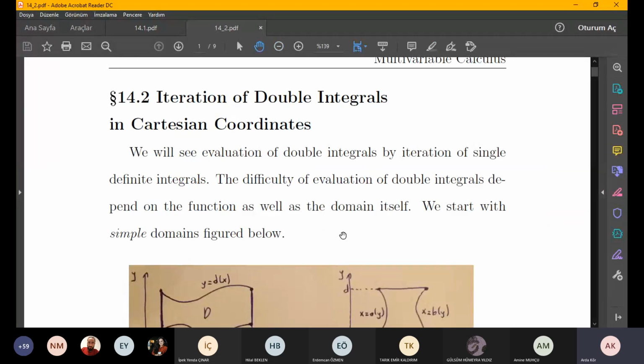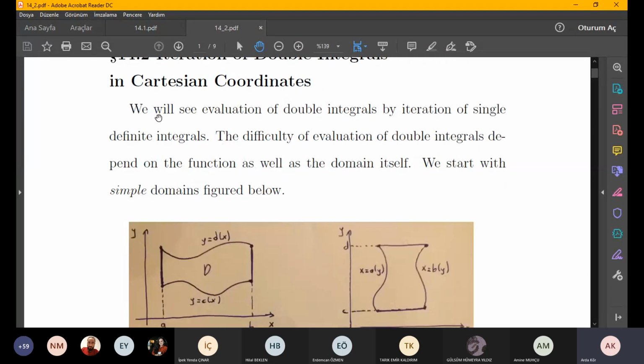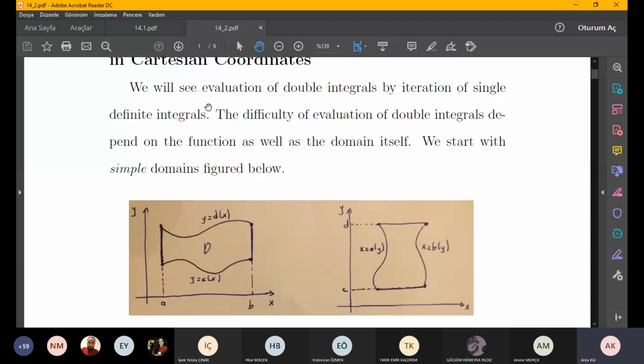Now we will talk about the iteration of double integrals in Cartesian coordinates. So what will we see? We will see the evaluation of double integrals by integration of single definite integrals, and the difficulty of evaluating those double integrals depends on the function as well as the domain itself. So the domain is also important.